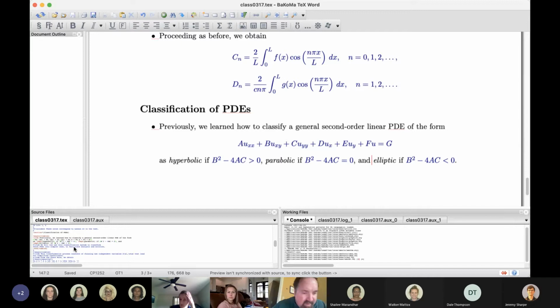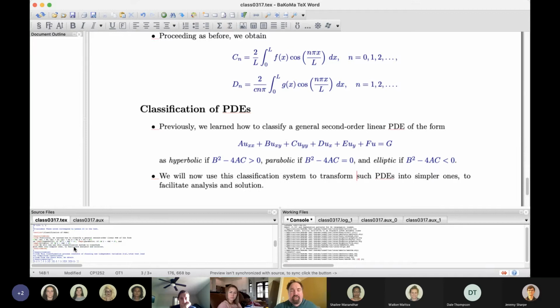Now, we didn't really do anything with the classification back then, but it's actually quite useful for developing solutions of PDEs, because once you've determined what type it is, that gives you some guidance on how to transform the PDE into a simpler one. We did that with the wave equation. We used a change of variable to obtain a much simpler PDE, solve that one, and then the elaborate solution formula arose from that.